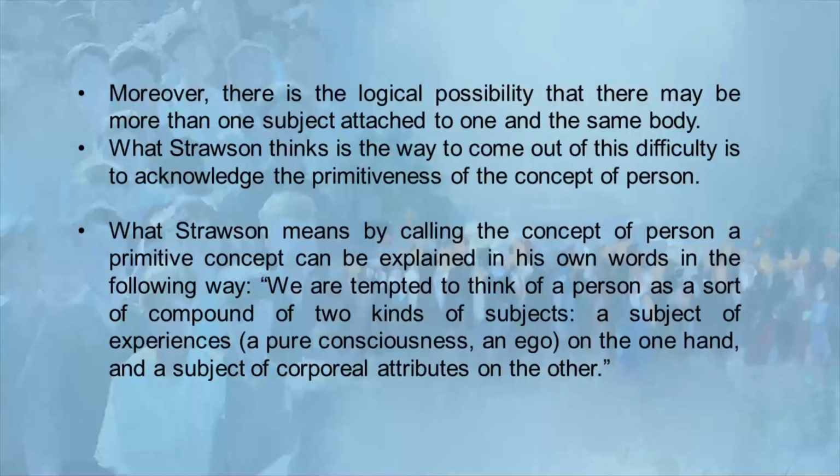Now, so far as Strawson is concerned, what Strawson actually means by calling the concept of person a primitive concept can be explained in his own words in the following way. We are tempted to think of a person as a sort of compound of two kinds of subjects: a subject of experiences, of pure consciousness, the ego, and on the other hand, a subject of corporeal attributes. But Strawson points out a lot of difficulties in maintaining this duality.